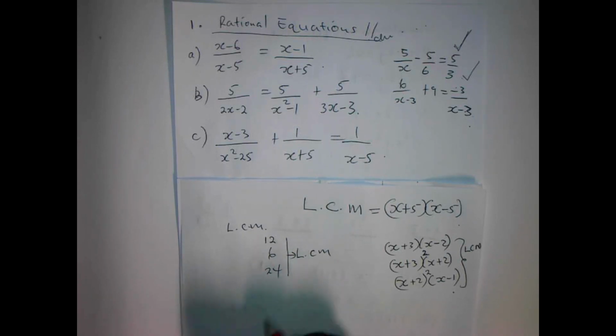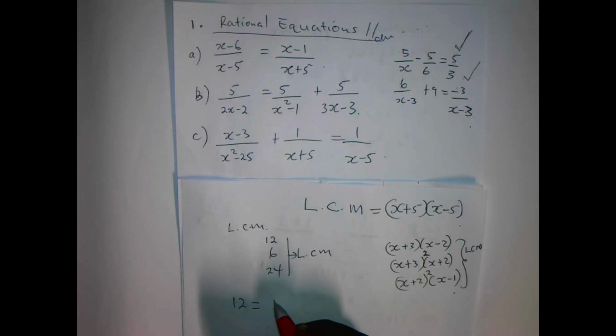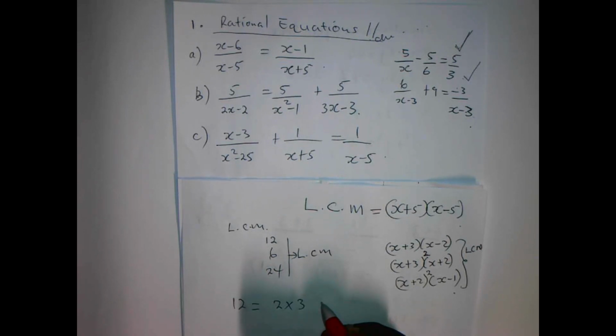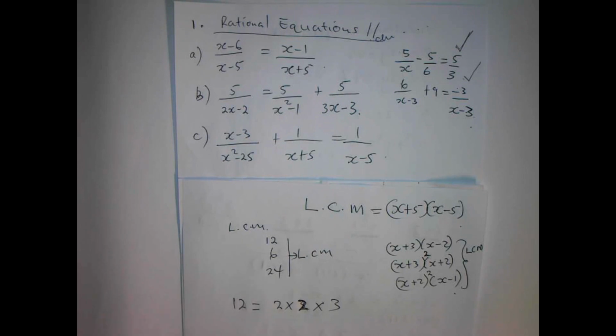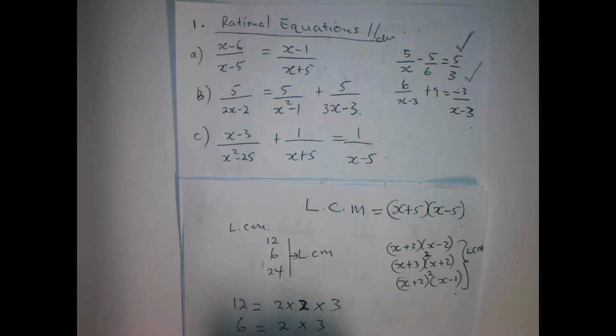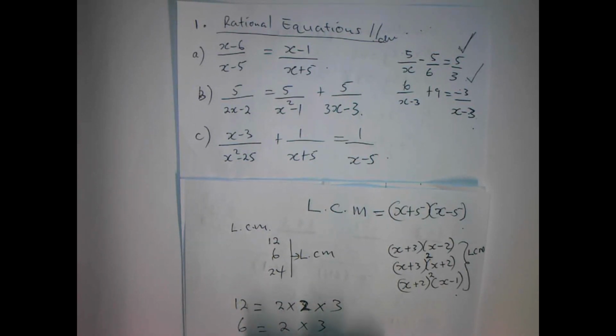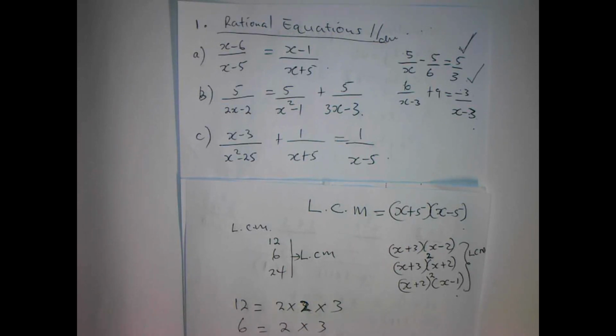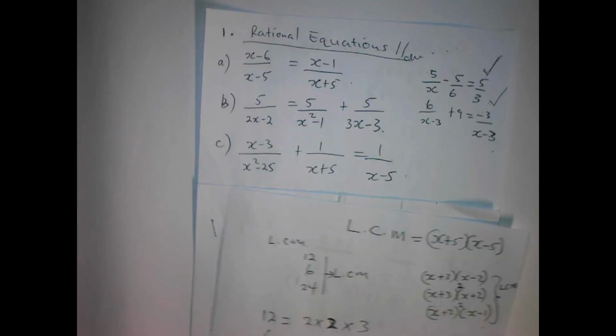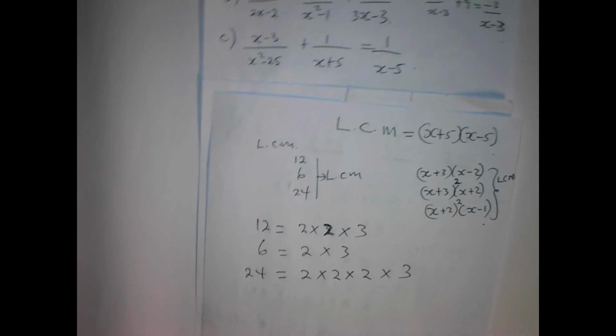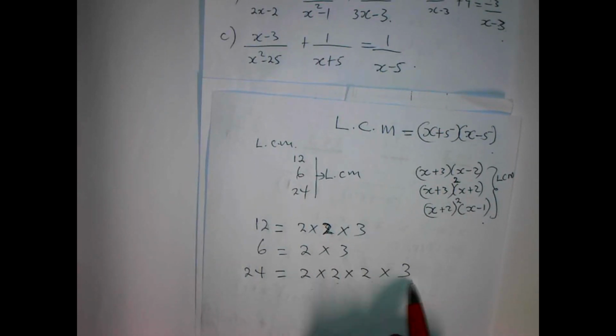You need to express the numbers as a product of their prime factors. 12 can be written as 2 multiplied by 2 multiplied by 3. You see, 2 is a prime number. So 6 can be written as 2 times 3. 24 can be written as 2 times 2 times 2 times 3.